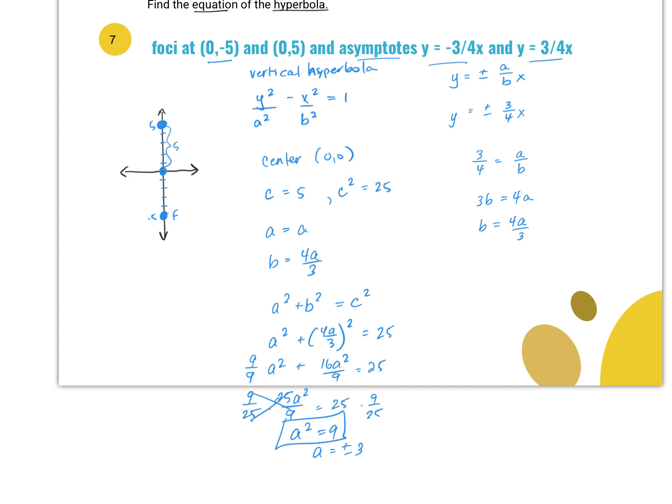So now I know what a squared is, and now I can do the same thing and solve for b squared. So I've got, again, a squared plus b squared equals c squared. A squared is 9, c squared is 25. And so I'm going to get plus b squared equals 16. So b equals plus minus 4. But again, all I'm really looking for is b squared. So notice, if I do a over b, I'm going to get plus or minus 3 over 4.